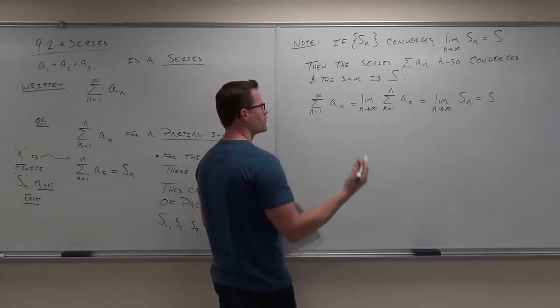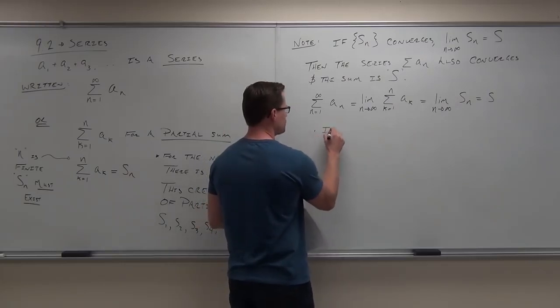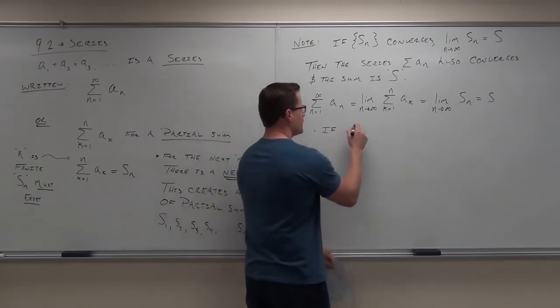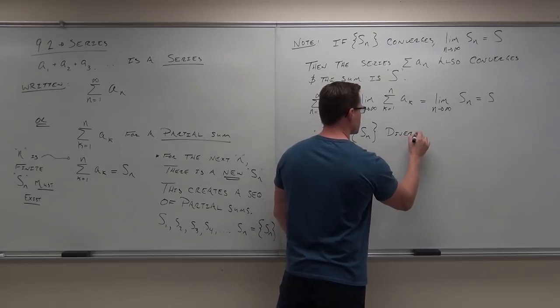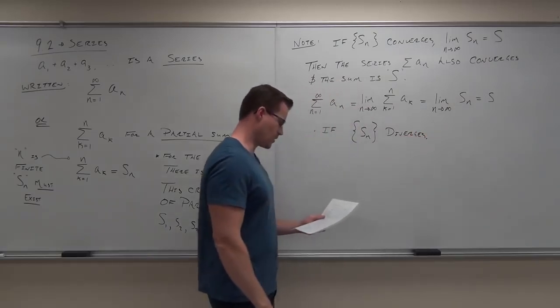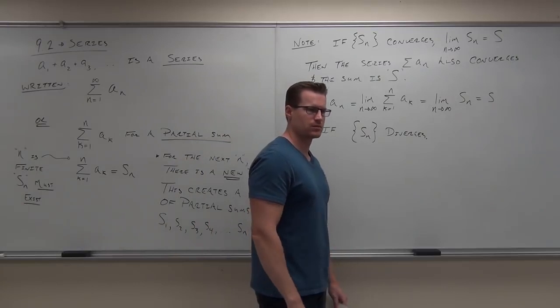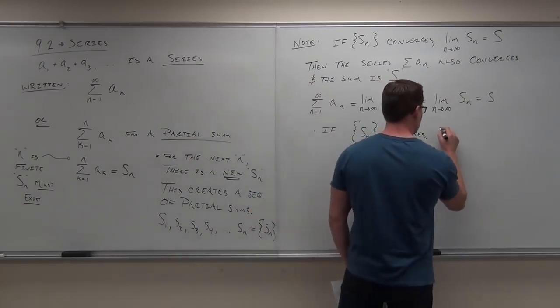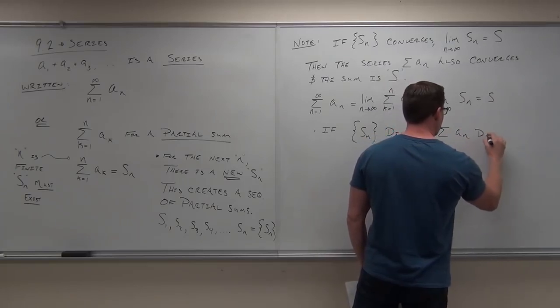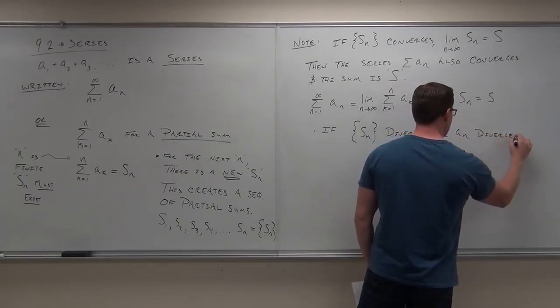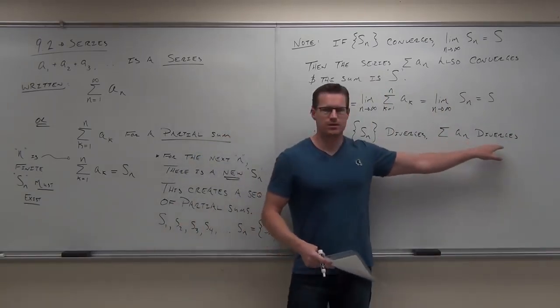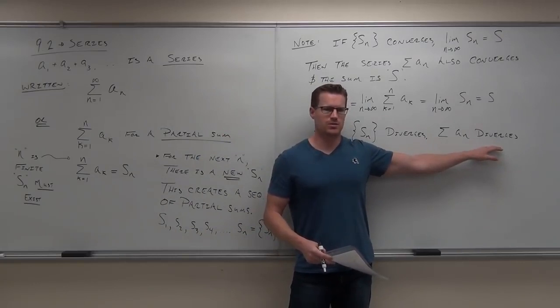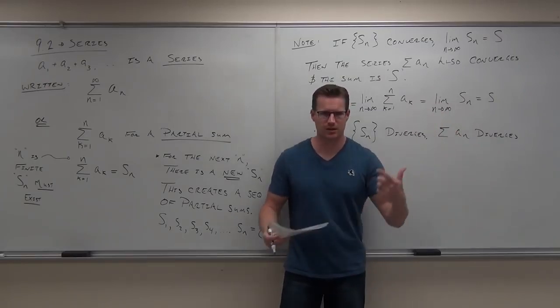Last thing, just so we know this, maybe it's an obvious statement to you. If the sequence S sub n diverges, what's going to happen to our series? It also diverges. Typically, if this diverges, this goes to infinity or negative infinity. You add up to something that goes to infinity or negative infinity. Sometimes the limit just does not exist, therefore you can't do it.